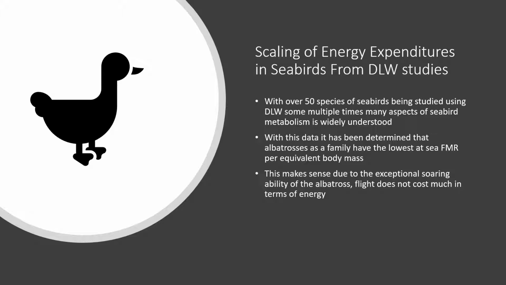Relating once again to the albatrosses, the author looked at many doubly labeled water studies and was able to show that albatrosses have the lowest field metabolic rate relative to their body mass. This is because albatrosses have an excellent soaring ability. Flight doesn't cost as much energy for them as for other birds who spend more time actively flying.